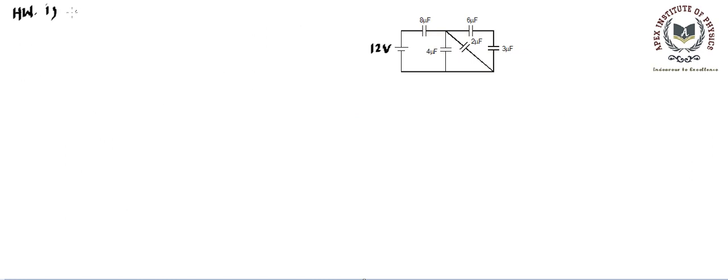So let me give you homework, a question to try to solve the circuit. So this first homework is to solve this circuit, and we are asking: find the charge on each capacitor.